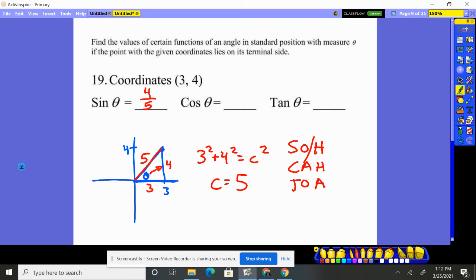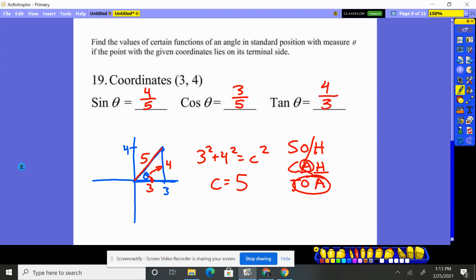The cosine is adjacent divided by hypotenuse. The adjacent is right here, 3, divided by hypotenuse, 5. That's all we're looking for. Tangent is opposite over adjacent. Opposite is 4, adjacent is 3. Boom, we got all our answers.